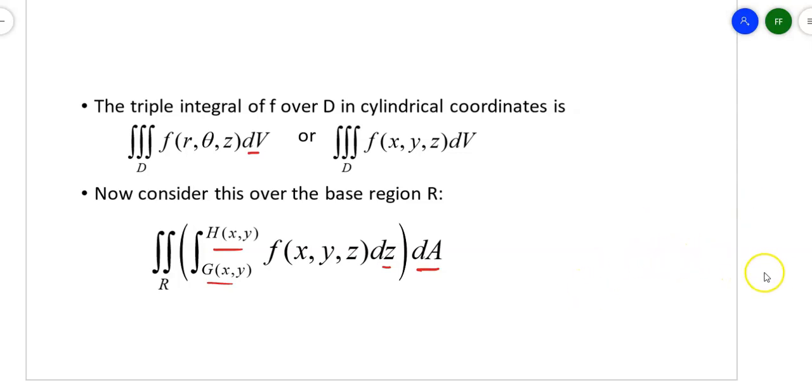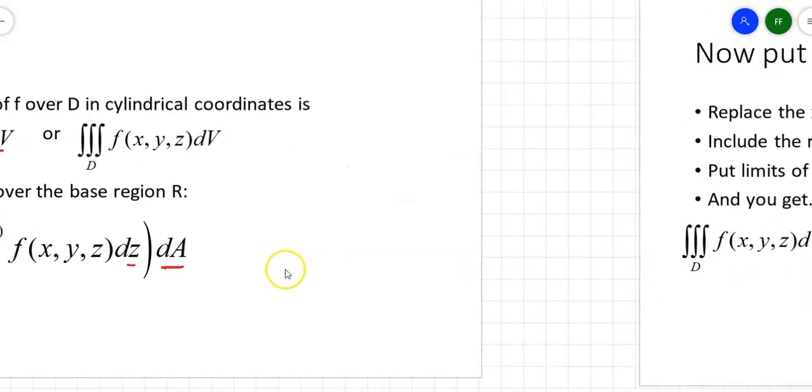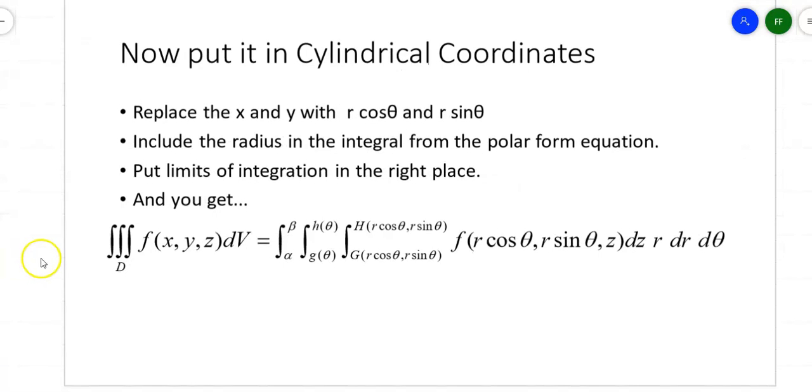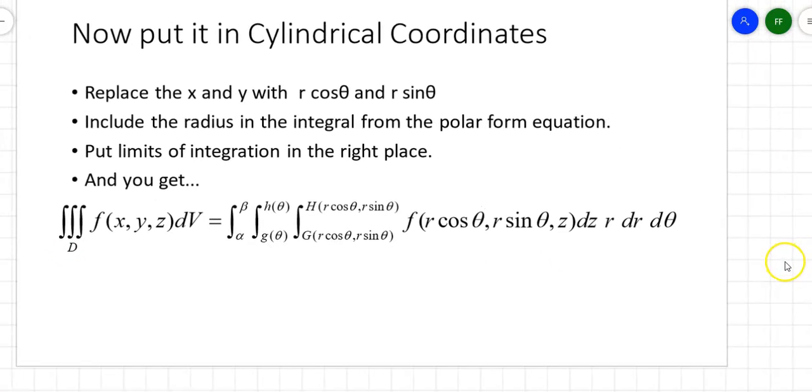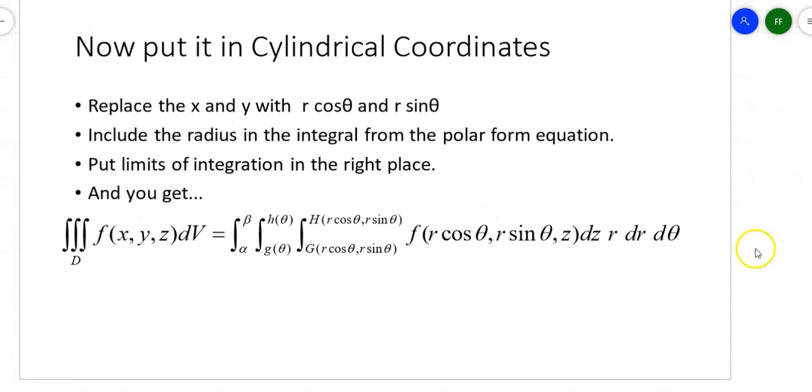Well, if there are r's and thetas, how do those things become r's and thetas? This is how. You replace the x and the y with r cosine theta and r sine theta. So now what you have is a formula for something in cylindrical coordinates where you've got an f of r cosine theta, that used to be your x, r sine theta, used to be your y, dz, and then don't forget there is still that r there when you're evaluating in polar form, r dr d theta.